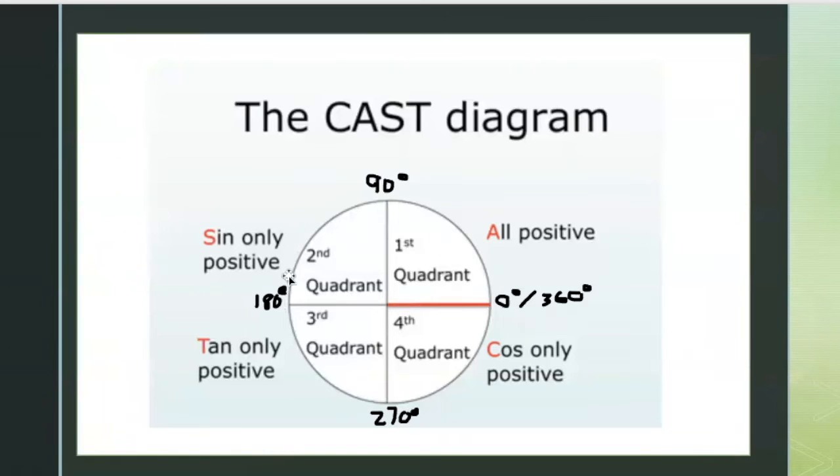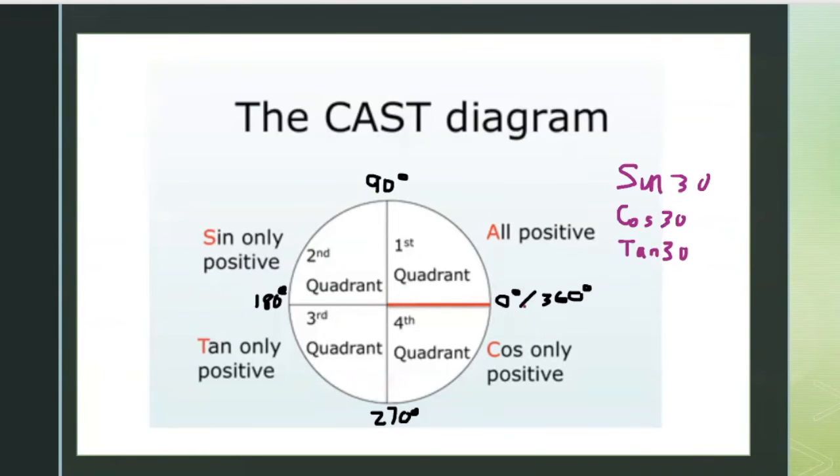We also see the revolution from 0 to 360 degrees. In the first quadrant, all angles are positive between 0 and 90. So if I sine 30 degrees, it's in the first quadrant, so it's going to give me a positive value. If I cos 30 degrees, I will get a positive value. And if I tan 30 degrees, I will also get a positive value.